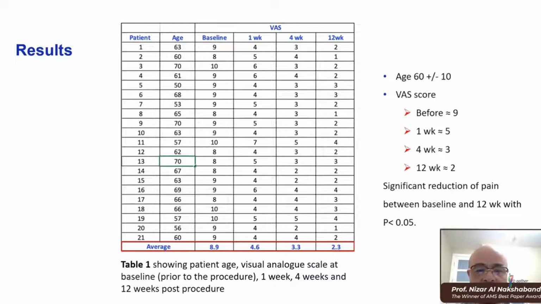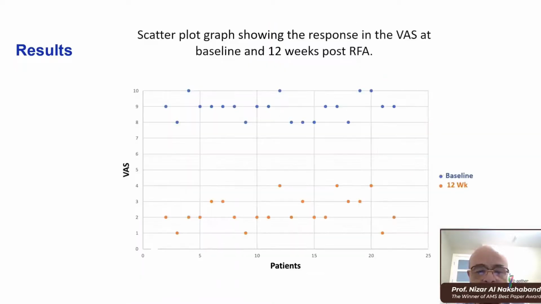And at 12 weeks, most patients have dropped to 1 to 2 and almost to 4 out of 10 on the visual analog scale. There was a significant reduction of pain between the baseline and 12 weeks, with a p-value of less than 0.05, a significant reduction. This is to summarize the busy table.